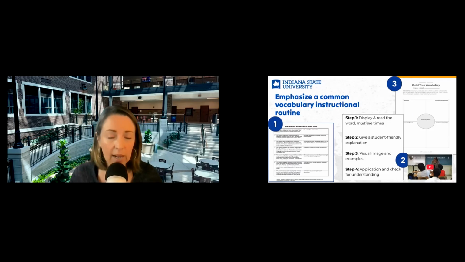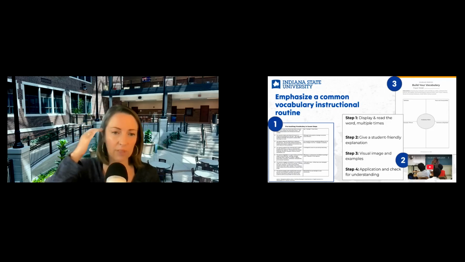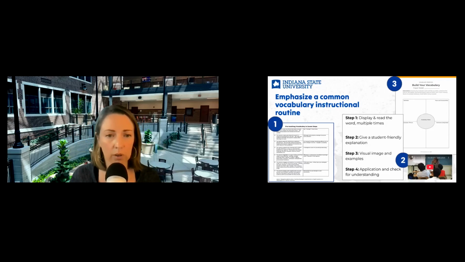And then step 3, providing visual examples. So images, pictures, graphics, icons, anything that will make a picture. That's that other dot within our brain, connecting that to a picture. And then step 4 in this process is the usage. So I'm using the word in conversation or in writing.